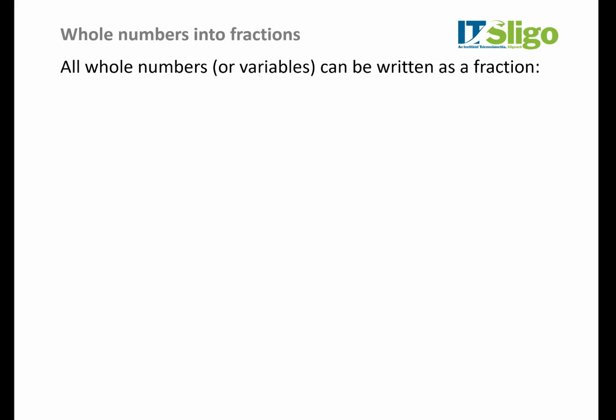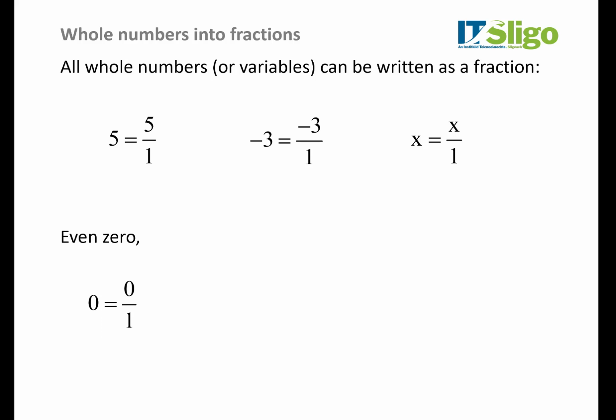So a few other skills. All whole numbers can be written as a fraction. So 5 can be written as 5 over 1, minus 3 as minus 3 over 1. This can help us as we're working our way through some of the operations coming up later on. A variable can be written as a fraction. Even 0 can be written as a fraction, but be very careful, guys.